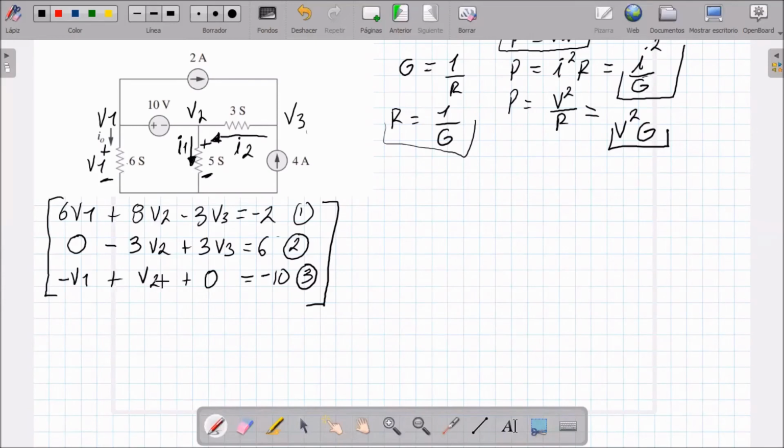For this type of exercise, it is convenient to use a calculator or a program, or you can use the Gauss-Jordan method, equalization, substitution, or reduction, as you want. When they are real exercises, it is more convenient to use something like MATLAB. So I'm going to solve it with MATLAB. Here it would be 6, 8 and minus 3.